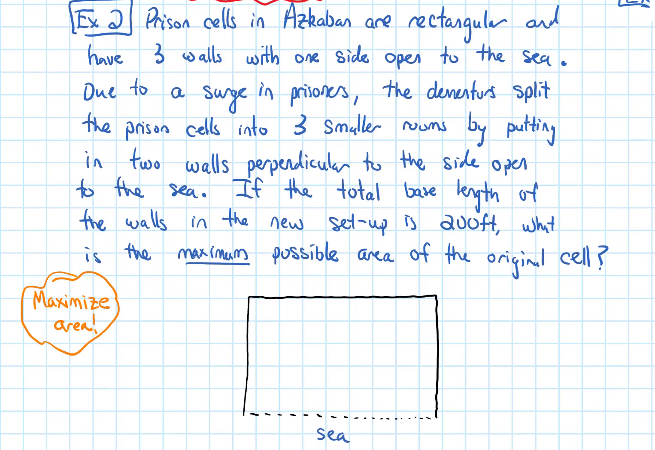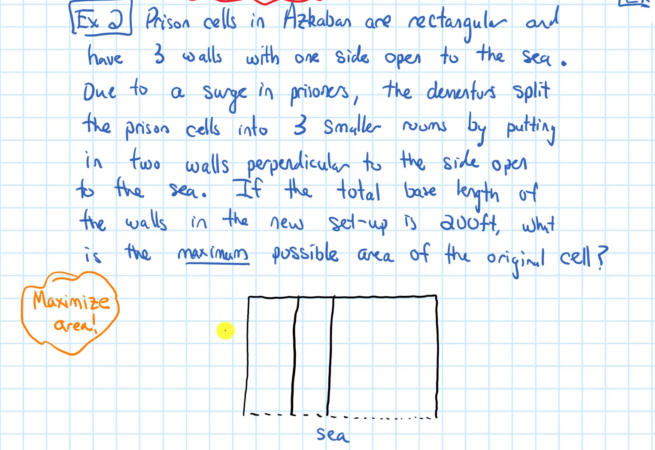But then the Dementors, so these are creatures in the world of Harry Potter, it says that they put in 2 walls that are perpendicular to the side open to the sea. Okay, so I have to put in a wall perpendicular to the side open to the sea and another wall perpendicular to that side. It doesn't say anywhere that they have to be evenly spaced. So notice I create 1 room, 2 rooms, 3 rooms now, like the problem says, 3 smaller rooms. But they don't have to be equally spaced. Okay, so I have a setup like this.